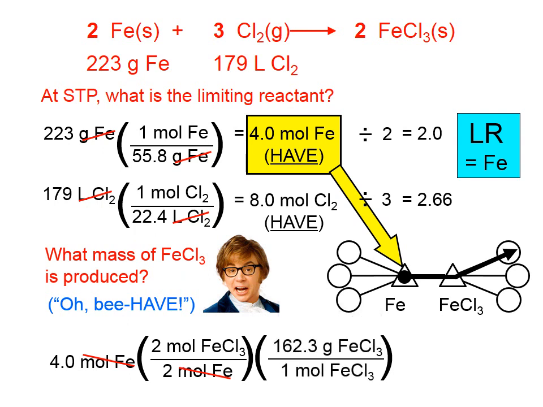Then we're going to use the periodic table to help us figure out the molar mass of FeCl3. We've got 1 iron, which has a molar mass of 55.8, and we have 3 chlorines, each of which has a molar mass of 35.5. You add all that up, you get about 162.3. Rounding to 3 significant figures, we get an answer like this.